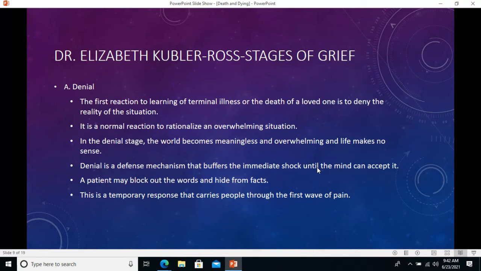The first reaction to learning of terminal illness or the death of a loved one is to deny the reality of the situation. It is a normal reaction to rationalize an overwhelming situation. In the denial stage, the world becomes meaningless and overwhelming, and life makes no sense. Denial is a defense mechanism that buffers the immediate shock until the mind can accept it and process it. A patient may block out the words and hide from facts. This is a temporary response that carries people through the first wave of pain.